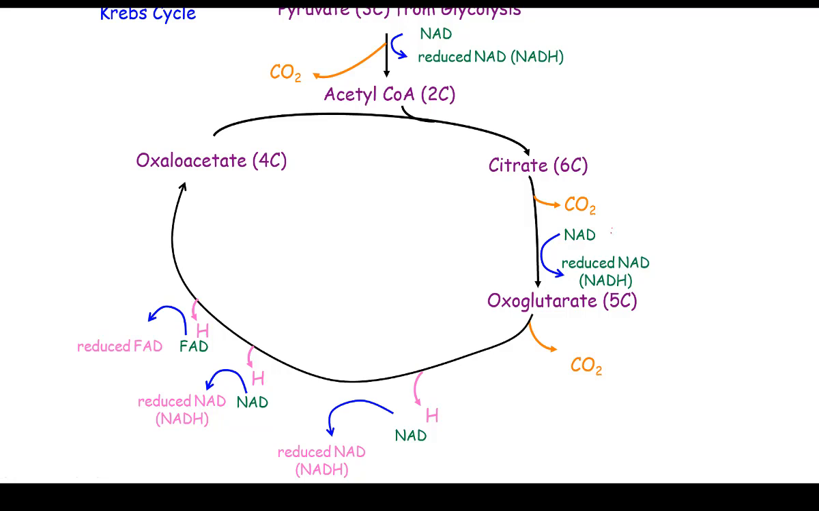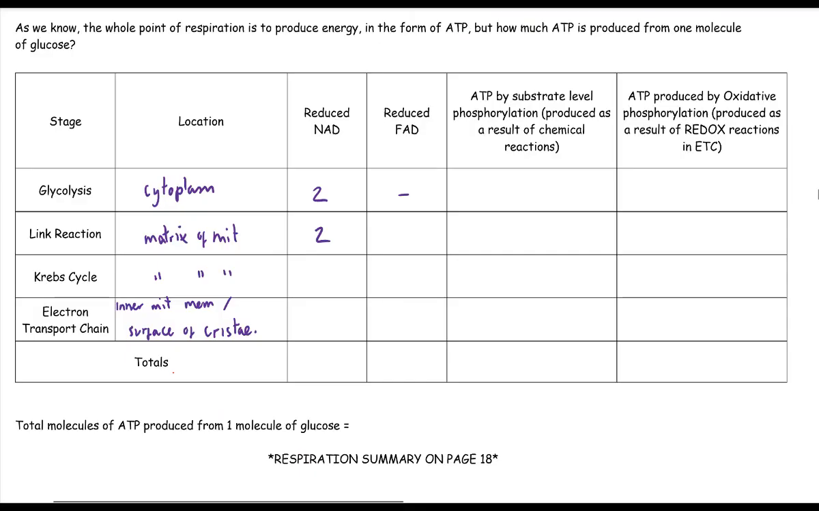In the Krebs cycle, we made 1, 2, 3 reduced NADs, but remember we need to multiply it by 2, so we made 6 reduced NADs. So we put a 6 there. We also made 1 reduced FAD, but because there's 2 pyruvates, we've got 2 FAD. Now, in the electron transport chain, that's where the FAD and the NAD go to. So we don't actually produce any more reduced NADs or reduced FADs there.